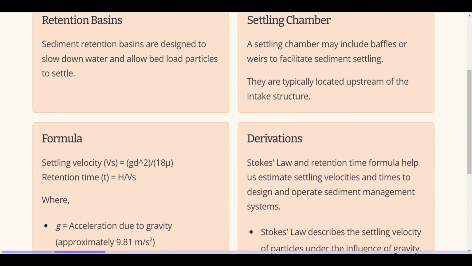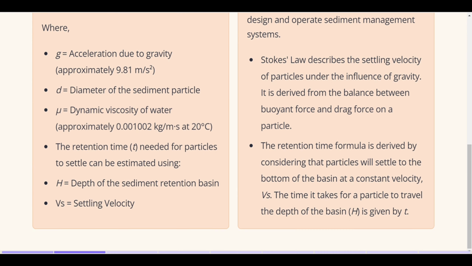Formula. The formula used for calculation of settling velocity and retention time are shown here. Where G equals acceleration due to gravity, D equals diameter of the sediment particle. Mu equals dynamic viscosity of water. The retention time needed for particles to settle can be estimated using H equals depth of the sediment retention basin, V equals settling velocity.